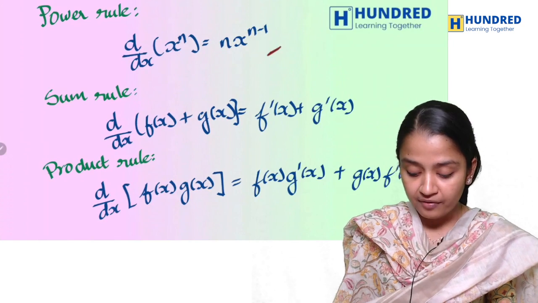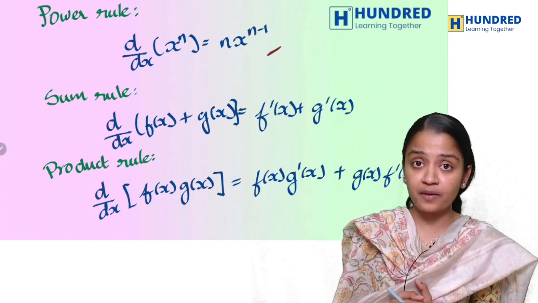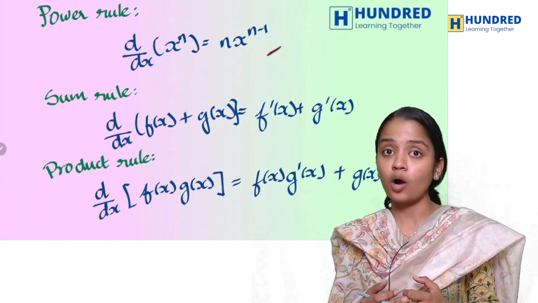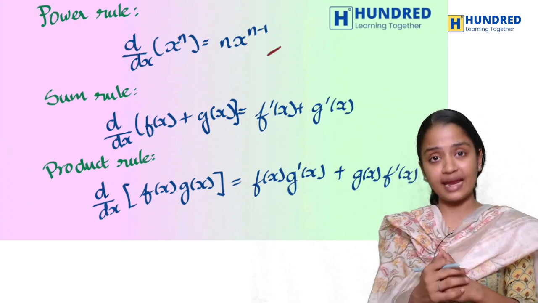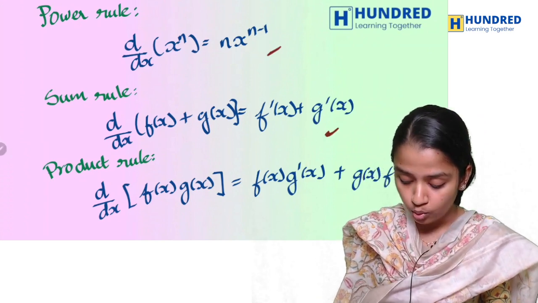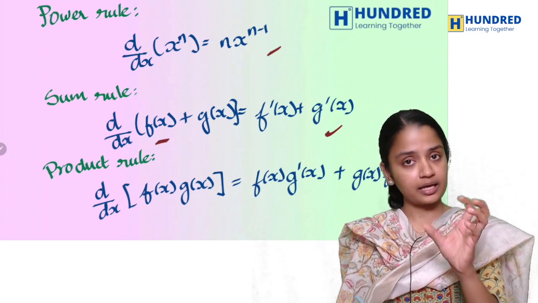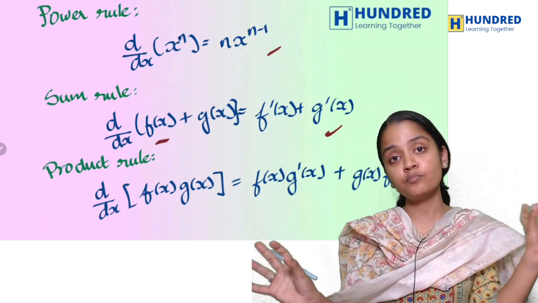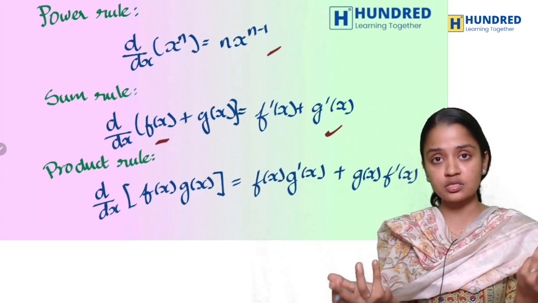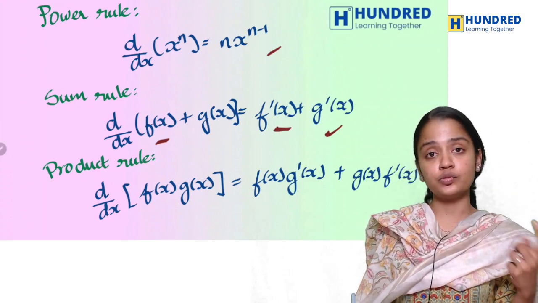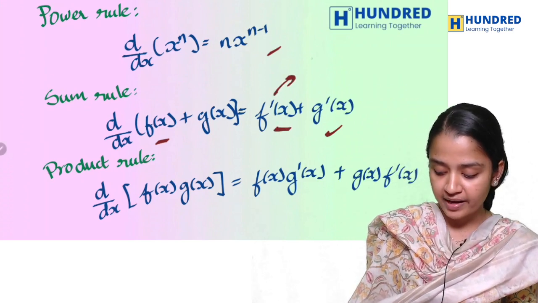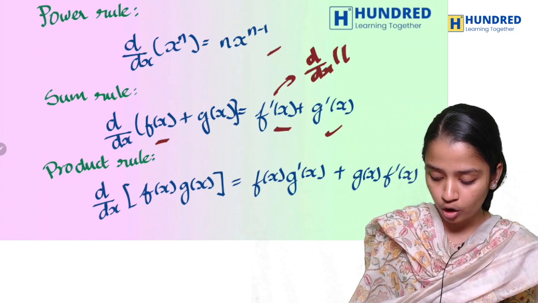Now the power rule is nothing but x power n. When you differentiate x power n, how do you do it? n into x power n minus 1. Okay, now next is the sum rule. Sum rule is when you differentiate the sum of two functions, you have to individually differentiate them. What is this? Basically it is d by dx of f of x.